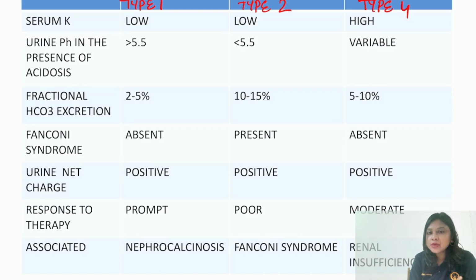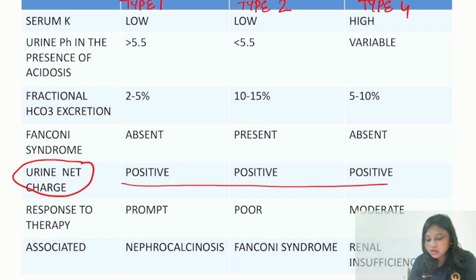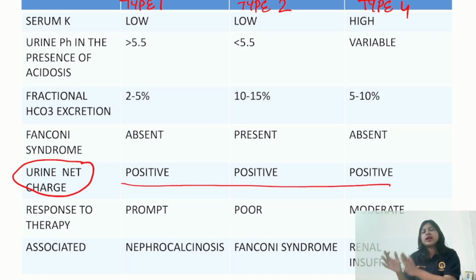The plasma anion gap, that is sodium minus chloride plus bicarbonate, ranges between 8 to 12, and the urinary net charge is positive in all the 3. That means the urinary anion gap is positive in all the 3, right? There is some controversy regarding the type 2 and the urinary net charge, so we are not going to read it here. You can refer to my videos in the GAMEPGAPP app, where you can have a detailed discussion on RTA, or I'll take a separate YouTube session on renal tubular acidosis and their manifestations. Just see type 1, 2 and 4.